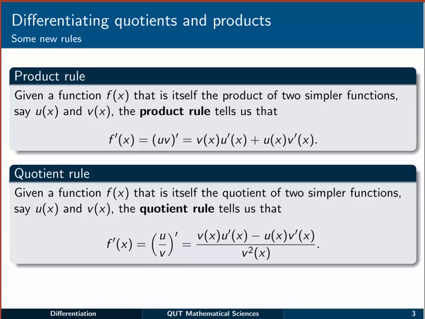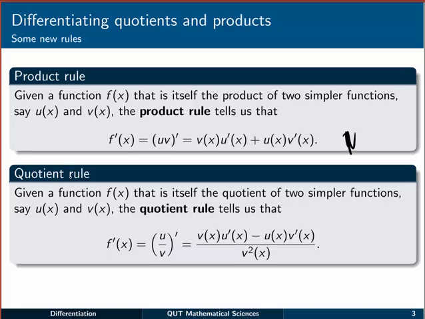The product rule says that if we have a function f of x that is itself the product of two simpler functions, u and v, then the derivative of f of x, or (uv) dashed, is the second function multiplied by the derivative of the first, plus the first function multiplied by the derivative of the second. This one here is called the product rule.